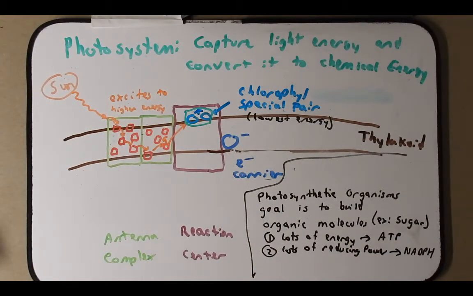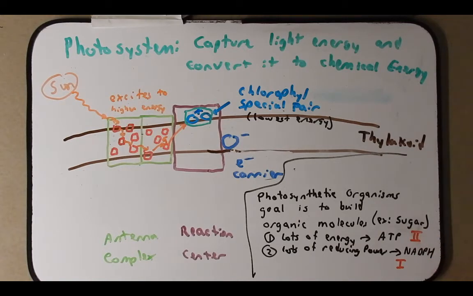So we're going to talk about two photosystems next. The one that makes ATP, which is the first one, is called Photosystem II. And the one that comes after that, the one that makes NADPH, is called Photosystem I. Now it may not make sense that the first photosystem is called 2 and the second photosystem is called 1.